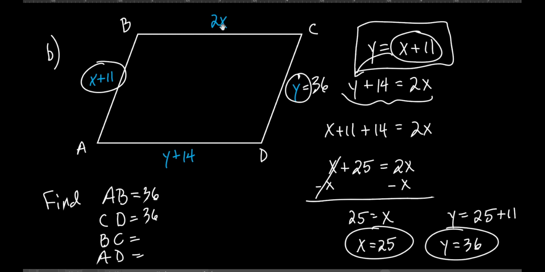So what is BC? Is it 25? Why 50, Neil? That's right. It's 2 times 25. X is 25. This length right here is 2 times 25, which is what? 50. So the length of BC is 50. Without doing any arithmetic at all, what's the length of AD? It's 50 because the opposite sides are equal to each other on a parallelogram.